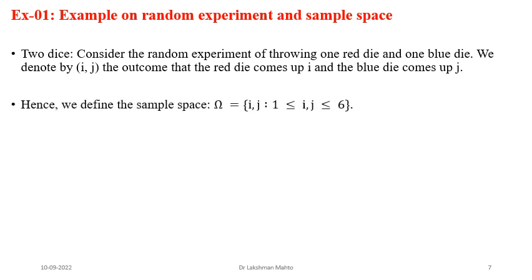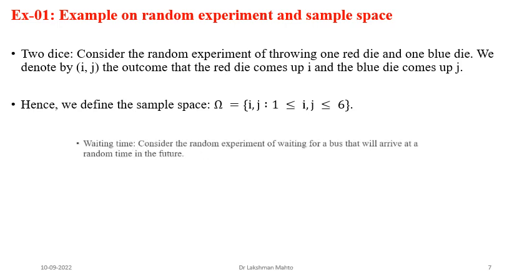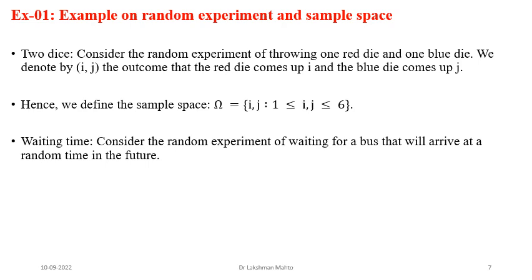So we got the sample space. This is the process of sample space. First, identify the outcome. If you are able to identify the outcome, you can write the sample space. I am taking another example. Suppose consider the random experiment of waiting for a bus that will arrive at a random time in the future.